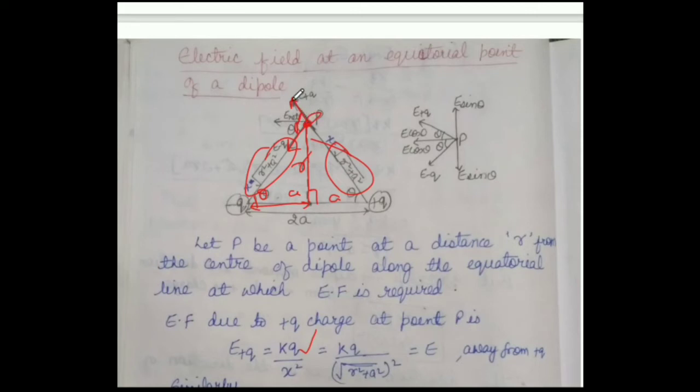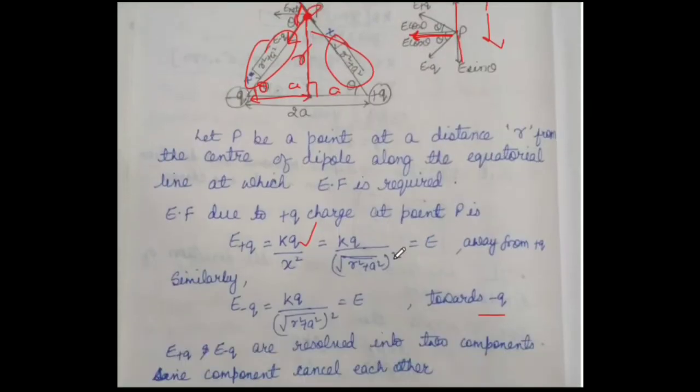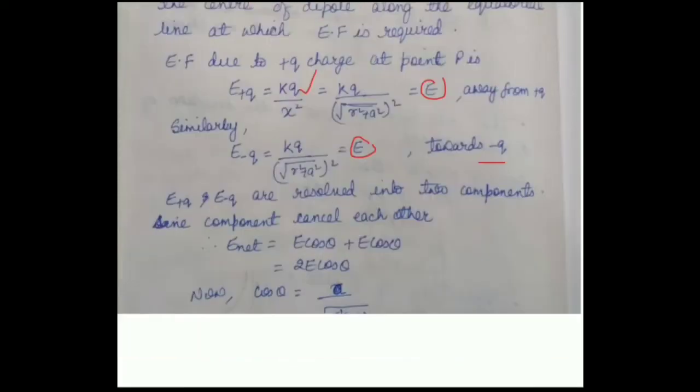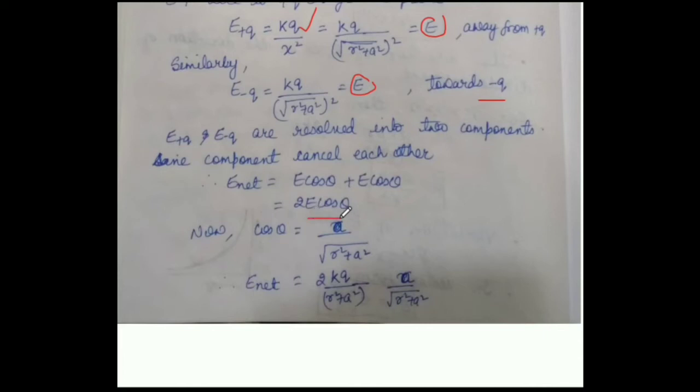This electric field E due to plus q charge has two components. One is E sin theta and another one is E cos theta. Then due to minus q charge also, one is E sin theta, another one is E cos theta. From here it's clear that the E sin theta components are equal and opposite, right? The electric field here is also E, the value is the same, and this one is also E. But these two are equal and opposite, so the sine components cancel each other. Only the E cos theta is in the same direction. So net electric field becomes twice E cos theta.